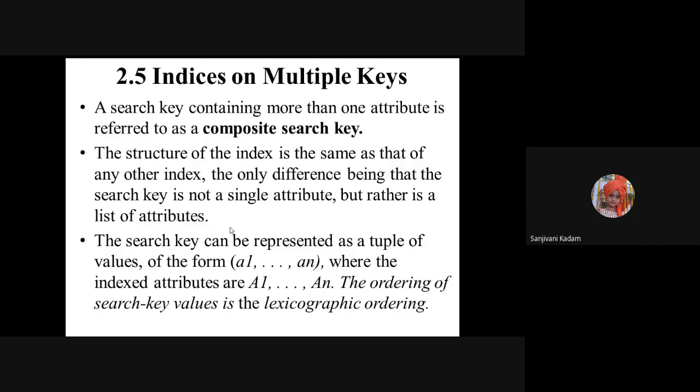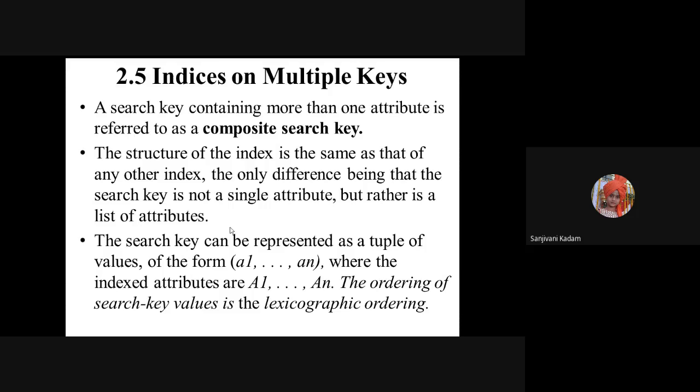Now, indices on multiple keys. Up till now, we had an index on only ID, or an index on department name, or maybe name, etc. On a single attribute we were defining the index. But index on multiple keys means that more than one attribute is used as the search key attribute. The search key attribute is an attribute on which the index is defined. Previously we had an index on the ID, and an index on the department name, but here if we combine these two attributes together, then such indices are called multiple key indices.